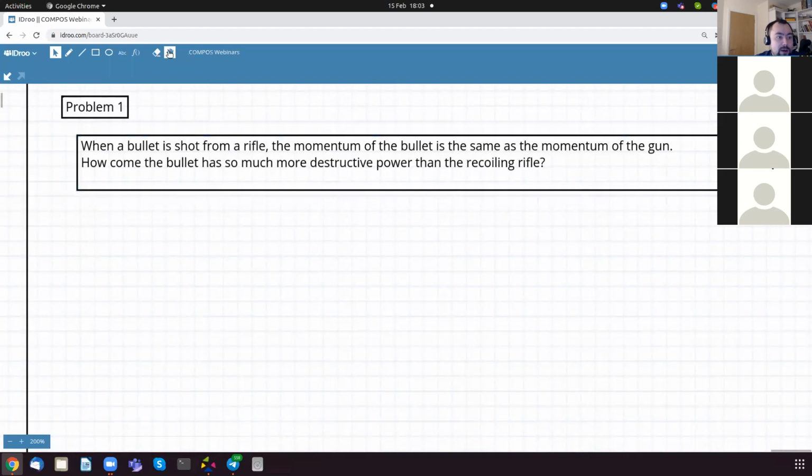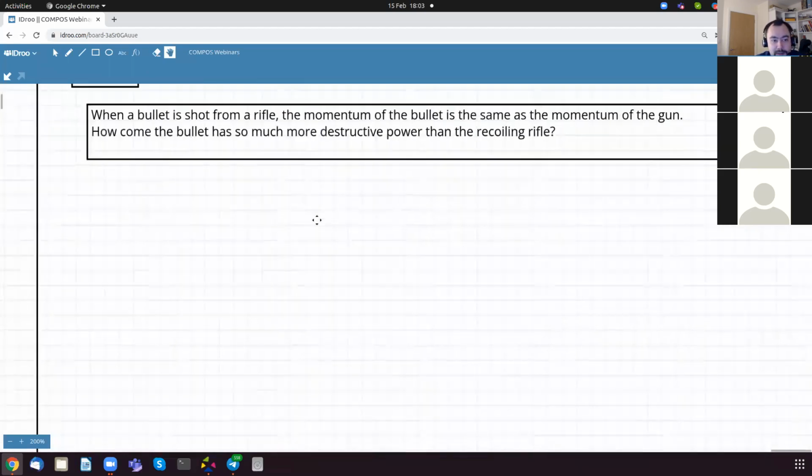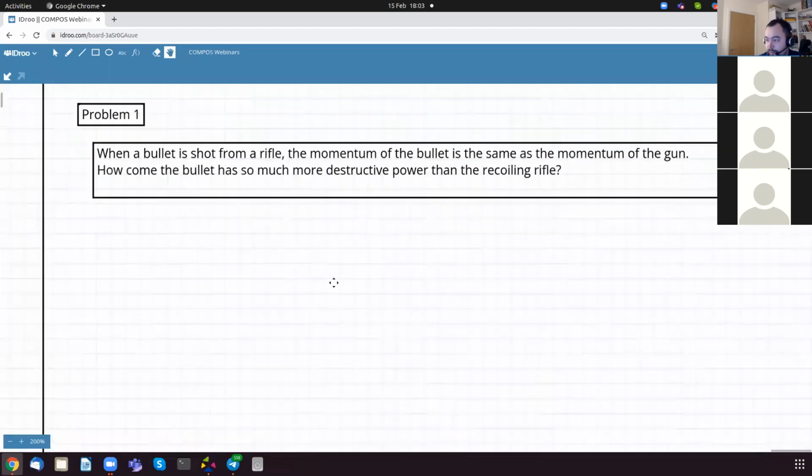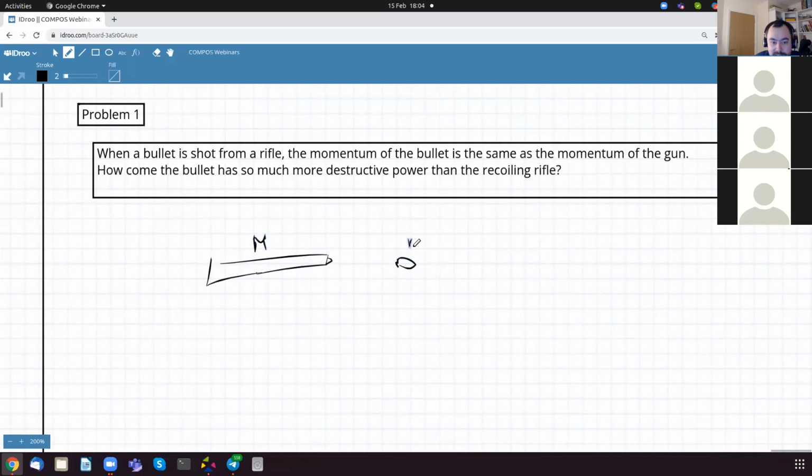Okay, and there's just a few things I want to point out here. This is to do with explosions. It's more related to momentum. So we have a gun and we have a bullet. The bullet is leaving the gun. The gun is mass M. The bullet is mass m. The bullet is traveling at velocity v. The gun is recoiling at velocity u.